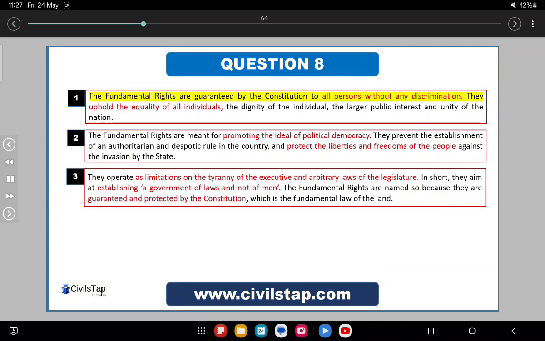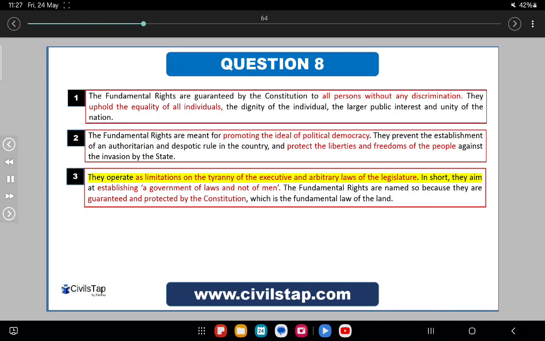Question 8. UPSC Indian Polity, Preamble of the Constitution. The fundamental rights are guaranteed by the Constitution to all persons without any discrimination. They uphold the equality of all individuals, the dignity of the individual, the larger public interest and unity of the nation. The fundamental rights are meant for promoting the ideal of political democracy. They prevent the establishment of an authoritarian and despotic rule in the country, and protect the liberties and freedoms of the people against the invasion by the state.